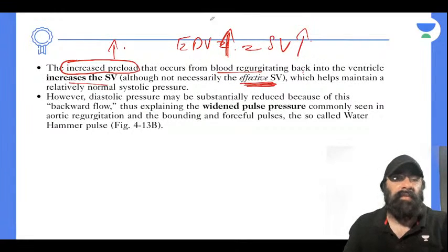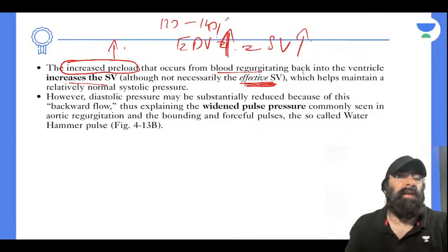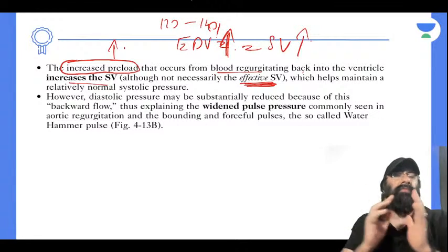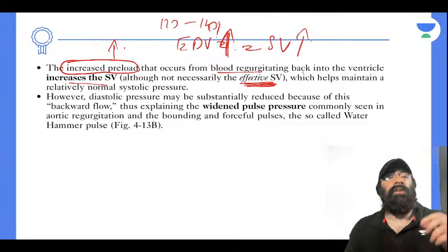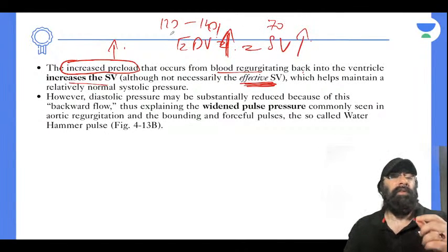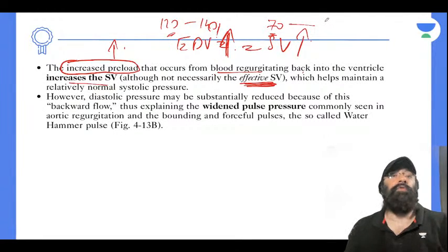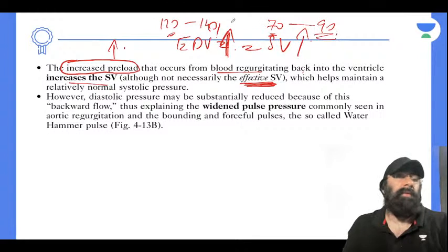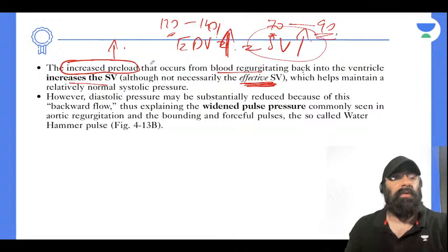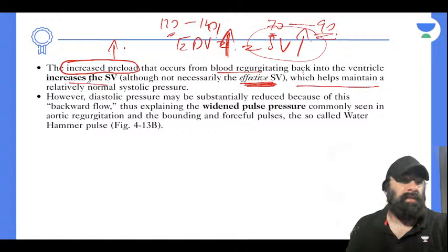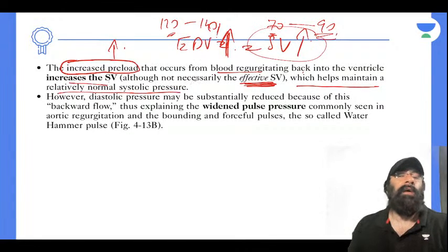We know that. So if instead of 120, 140 ml of end diastolic volume is there, ventricles are stretching more, the force of contraction should increase. So instead of initial 70 ml, which was in 120 case, maybe here it pushes out 90 ml. So technically stroke volume increases. So this is what we are talking about here, right? So this particular mechanism actually helps to maintain the relative normal systolic pressure.